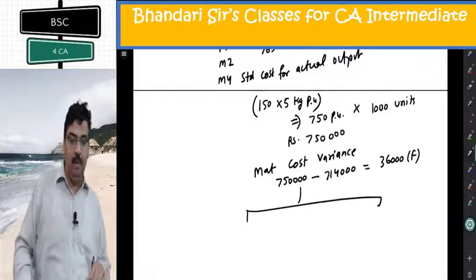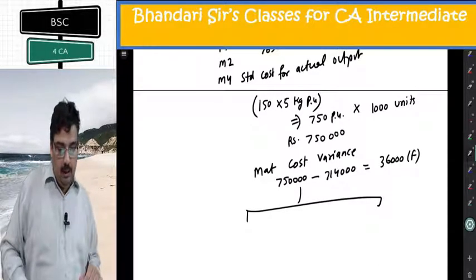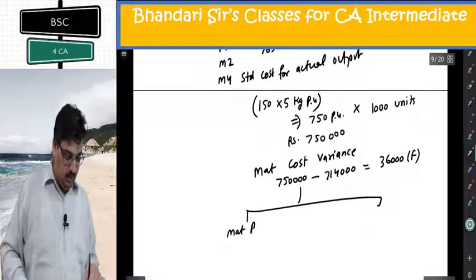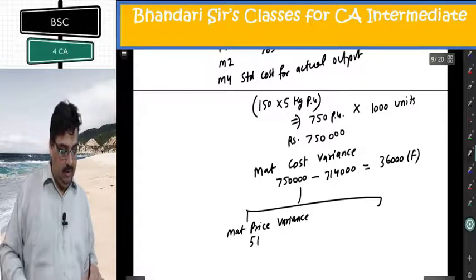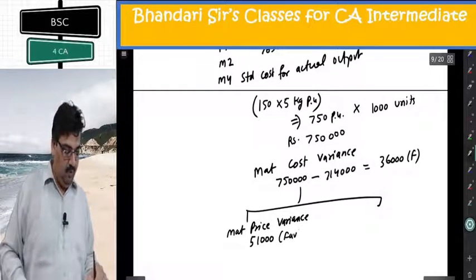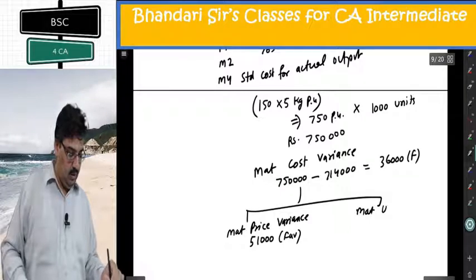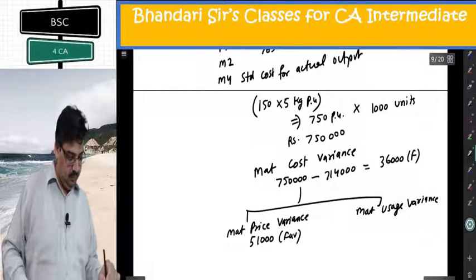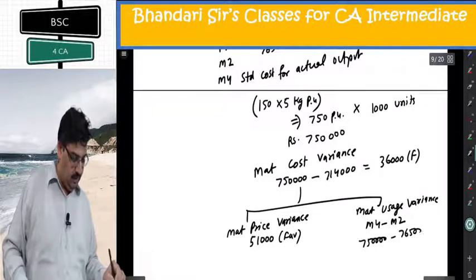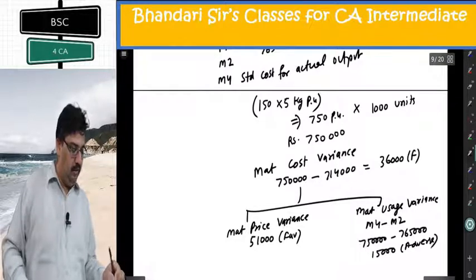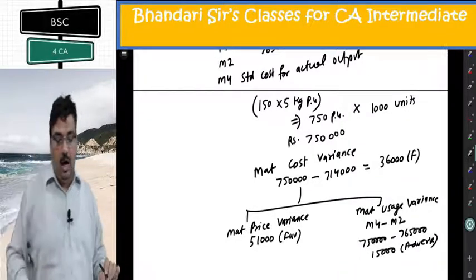There is no mix applicable in the question. Material price variance, even I can write directly because it was given. Favorable. Material usage variance, this is M4 minus M2. 750 minus 765. 15,000 it was. Now marking them part by part.